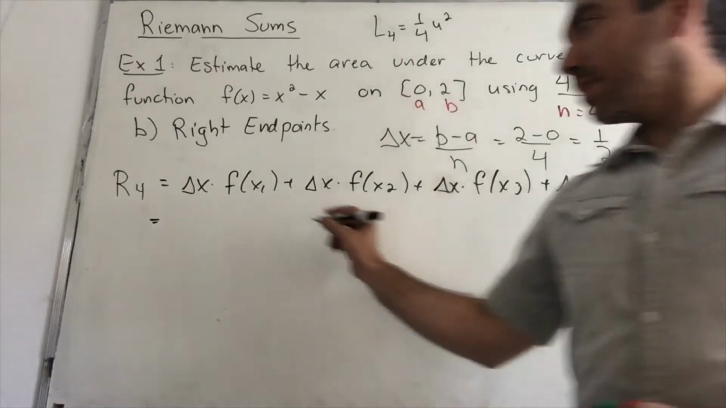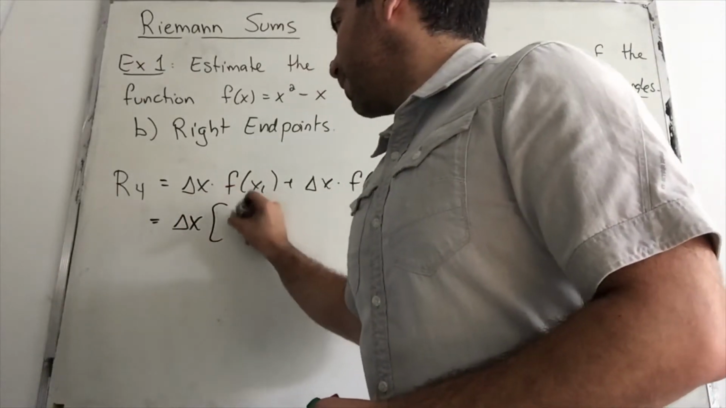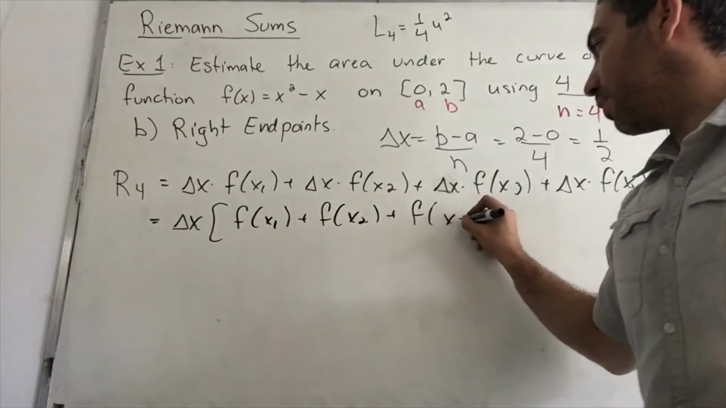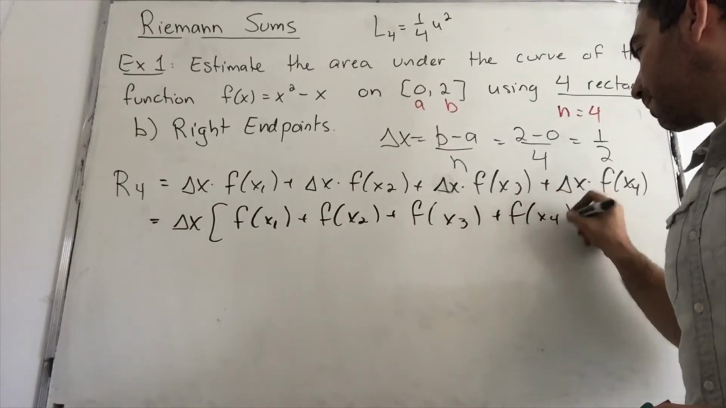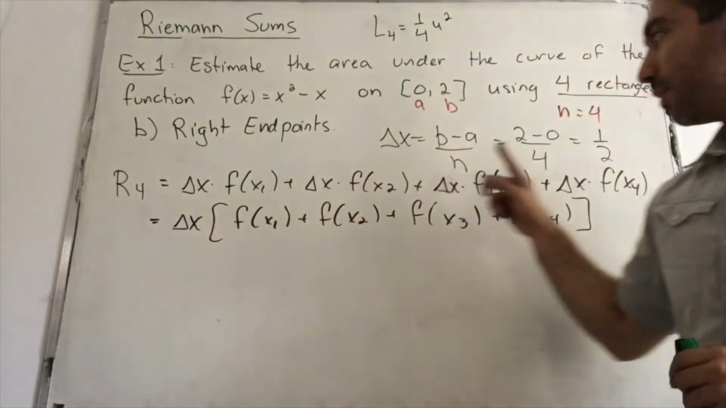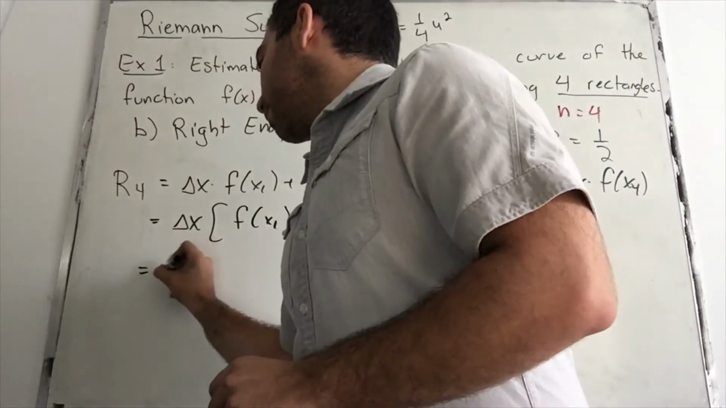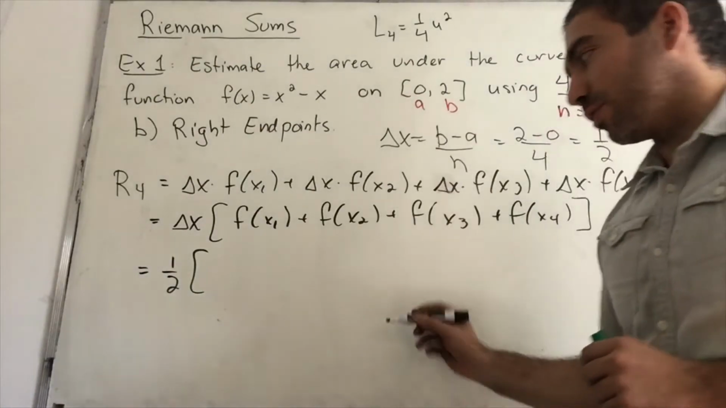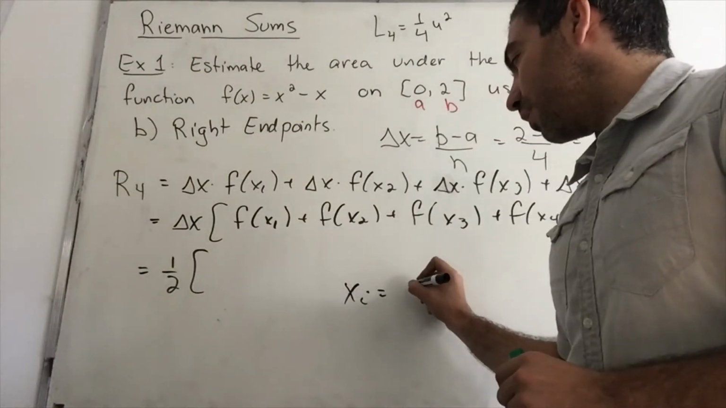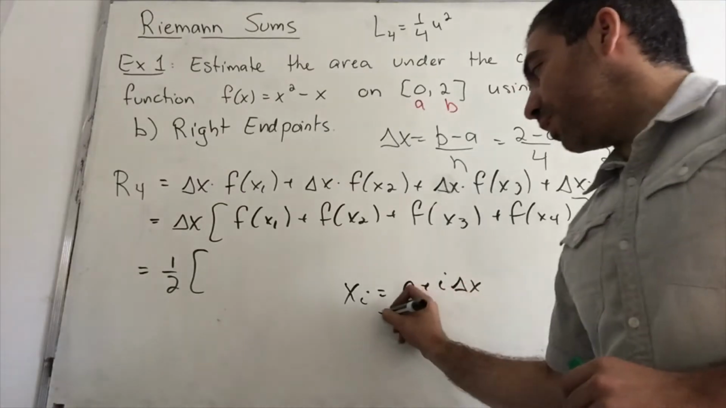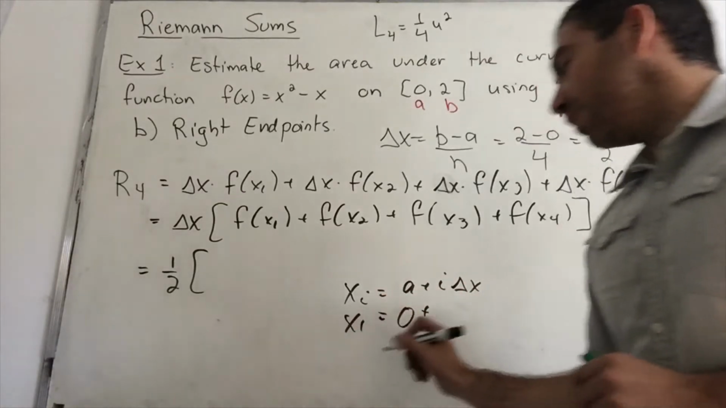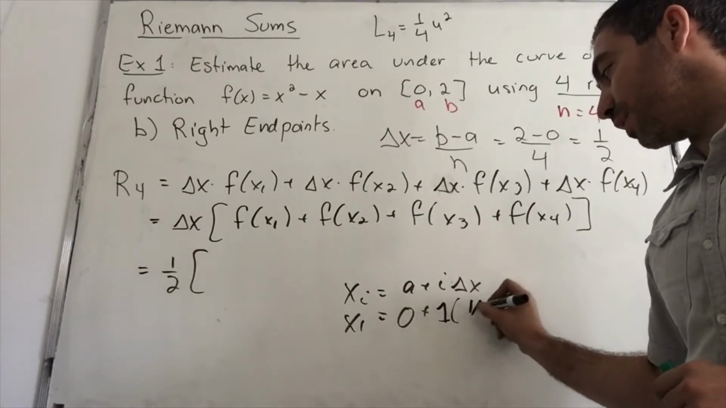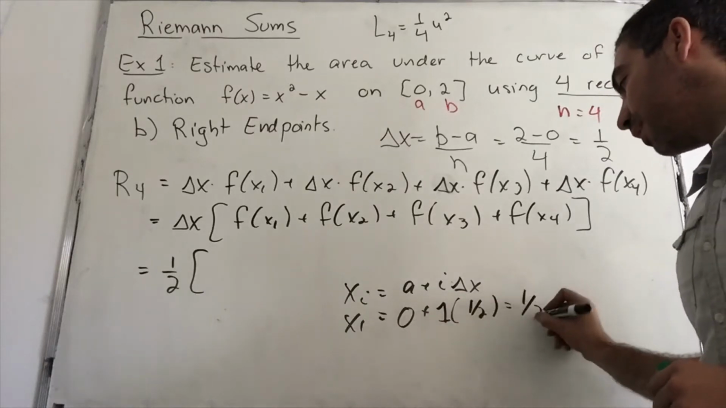We're going to factor out a delta x, leaving us with f of x1 plus f of x2 plus f of x3 plus f of x4. And delta x we just solved for, it's half. Let's go ahead and find all these terms. F of x1, we have to figure out what x1 is. Again, we use our formula, xi equals a plus i delta x. We know that a is 0, so if we're looking for x1, we're replacing the i, the index, with 1. So this is 1 times delta x. Delta x we said was a half, so we know that x1 was a half, as we saw earlier.